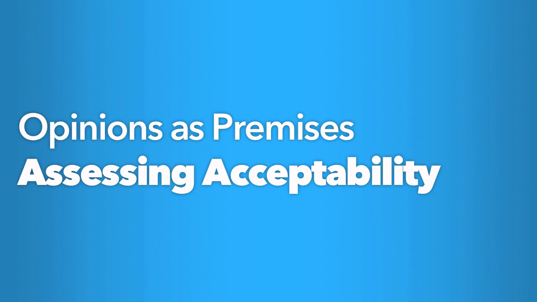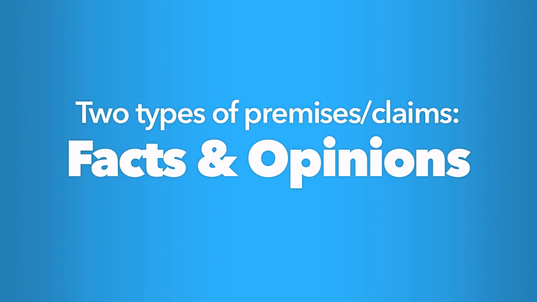Opinions as premises. Assessing acceptability. You know that there are two different types of premises or claims found in arguments: facts and opinions. To evaluate an argument, you must assess these claims to determine whether they are true, in the case of facts, or if truth cannot be determined, whether they are acceptable.